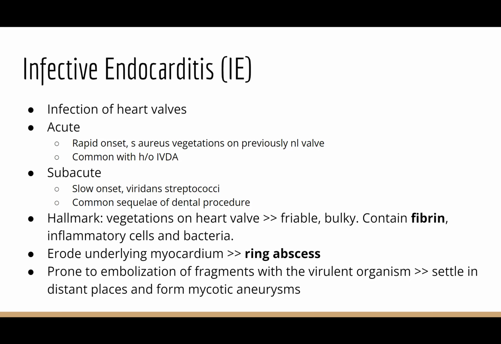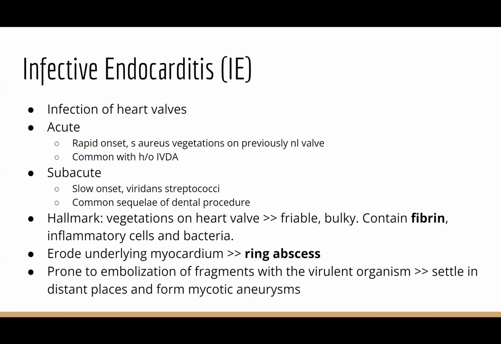So look in the patient's history, because the history is going to be very indicative of what you can expect for it. So the hallmark of this, you're going to have vegetations on the heart valve, which make the valve friable and bulky. And these vegetations are going to contain fibrin and inflammatory cells and bacteria. They can erode the underlying myocardium, and they're going to form ring abscesses. And these are also prone to embolizations because it's this foreign material there. So it can fragment, and you can get the virulent organism to a distant site, and it can cause mycotic aneurysms at a distant site.